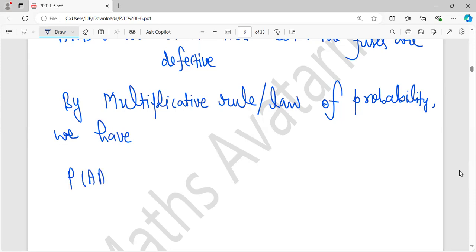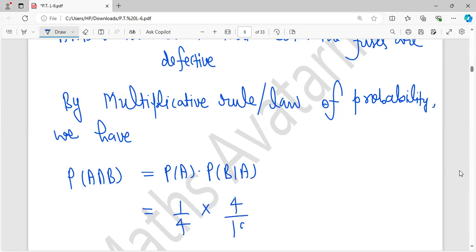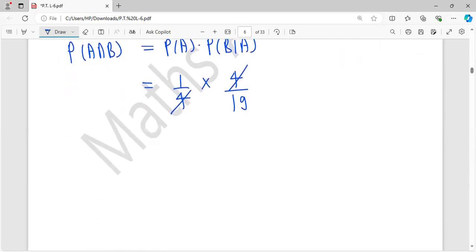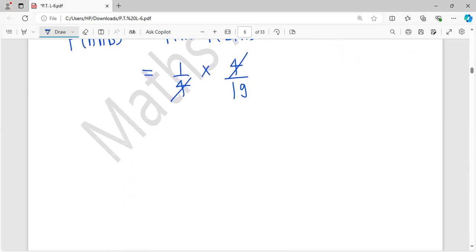P(A intersection B) is equal to P(A) into P(B relative to A). So what is this? This is 1 upon 4 and this is 4 upon 19. So what is this? 1 upon 19. So this is 1 upon 19. It means P(A intersection B) is equal to 1 upon 19. So this is the answer.